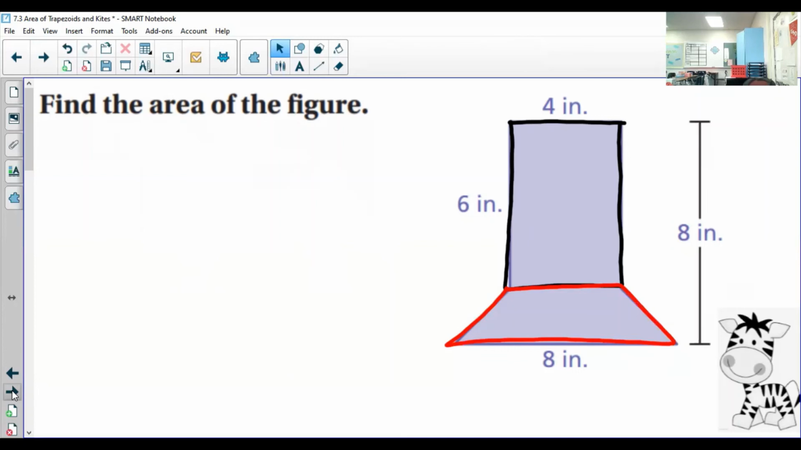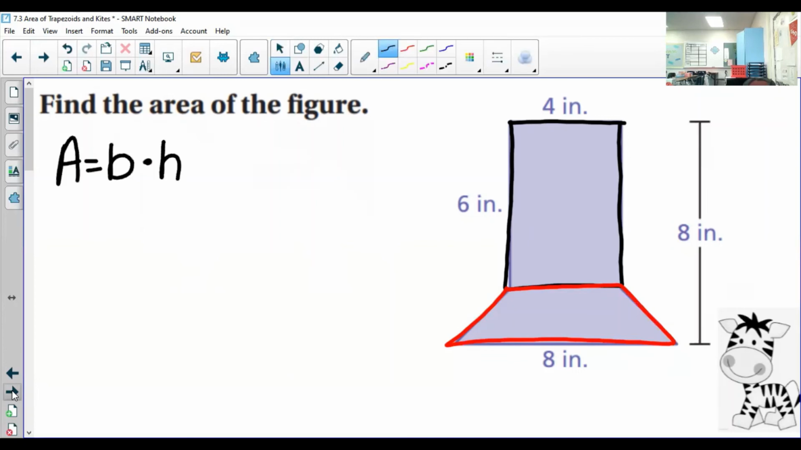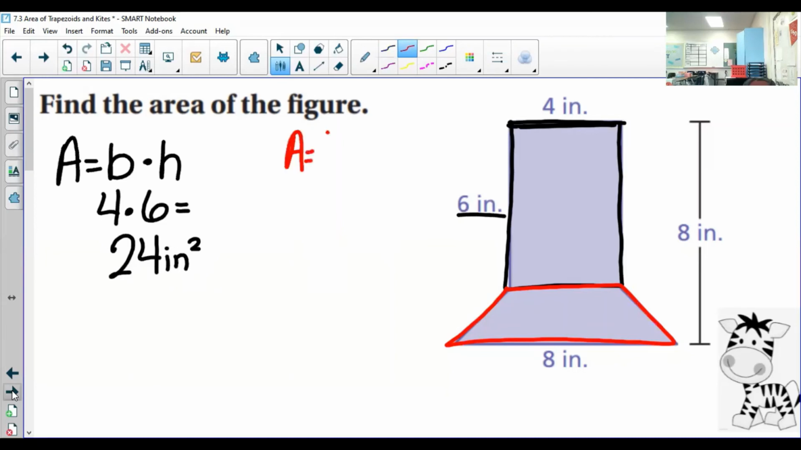Okay, so here we go. Let's do the rectangle first, because that we know is area equals base times height. The base of my rectangle is 4 times the height, which is 6. What is 4 times 6? 24. Okay, so 24 inches squared is the rectangle. And now we have to do the trapezoid, which I just taught you. So we're going to do height times B1 plus B2 divided by 2. And we plug in the numbers.